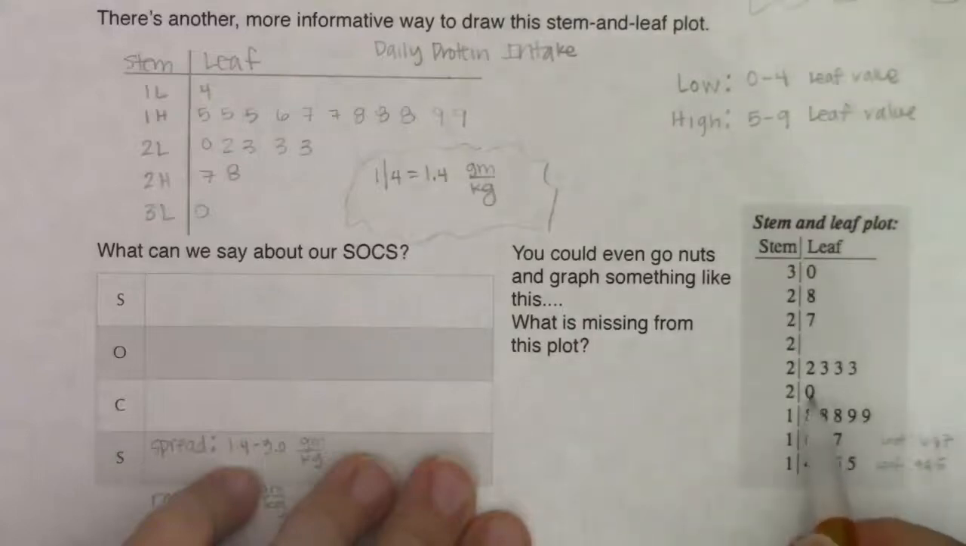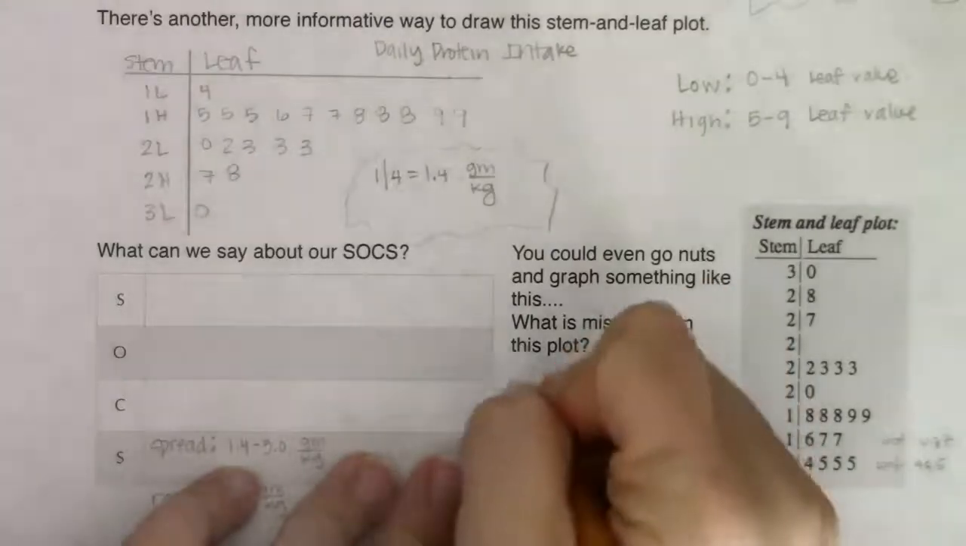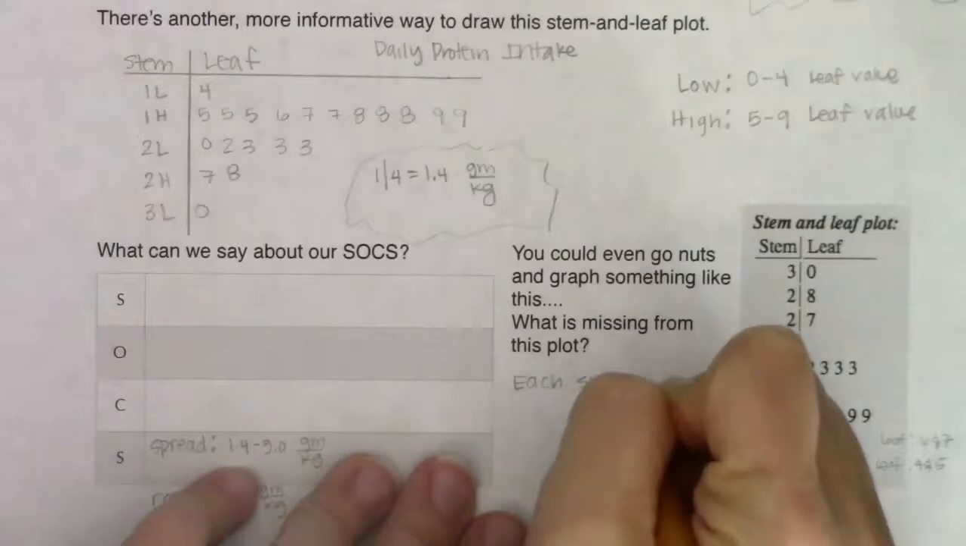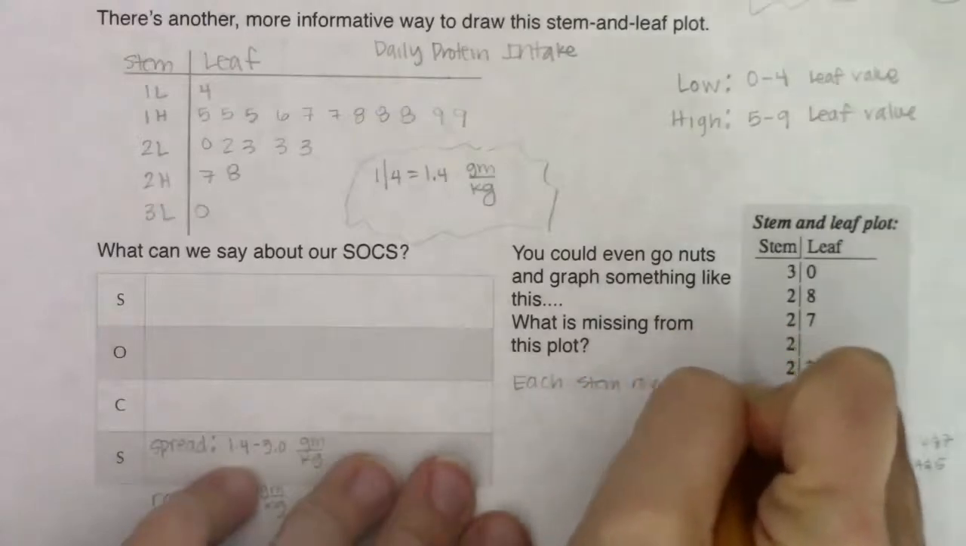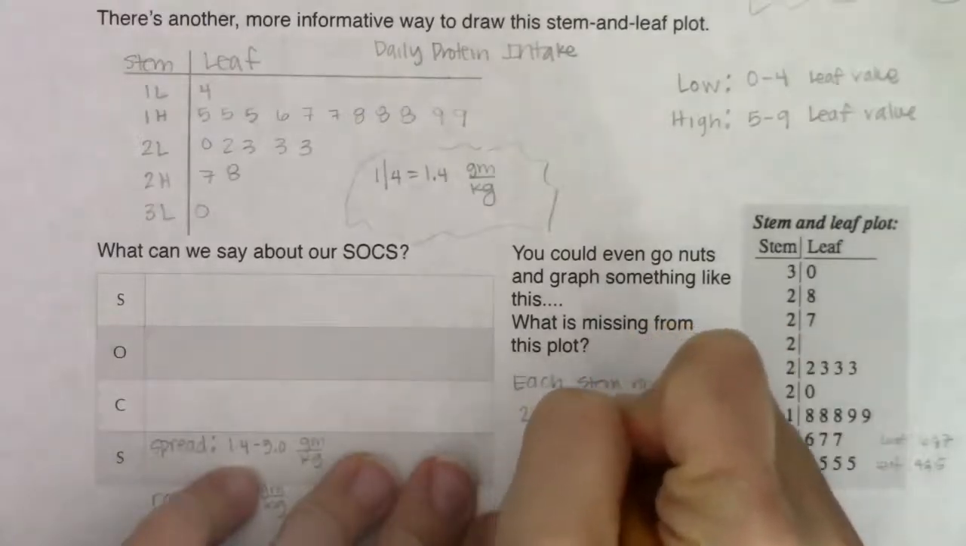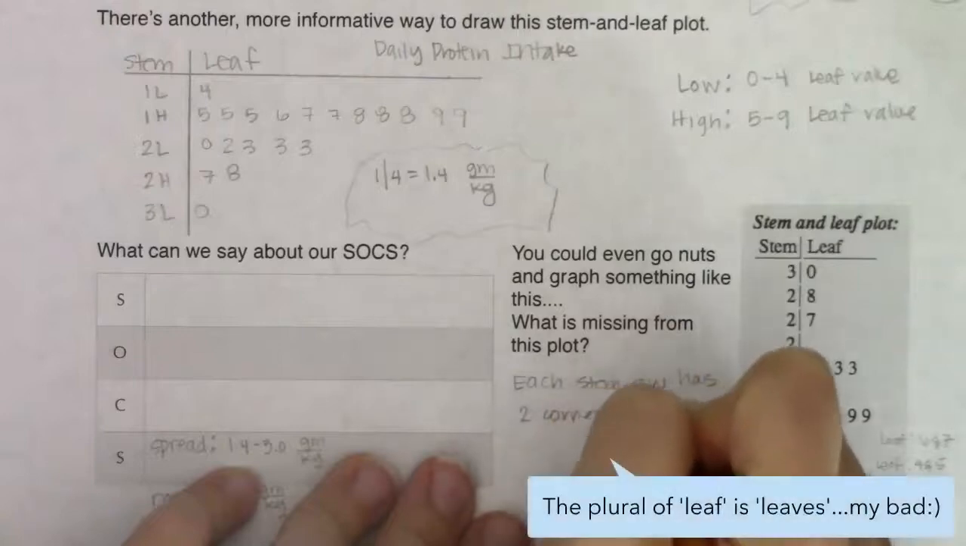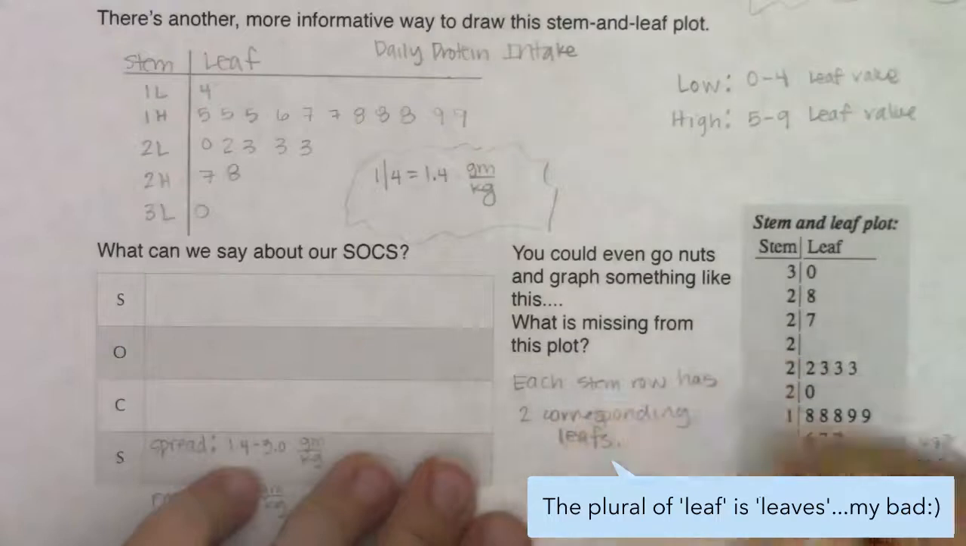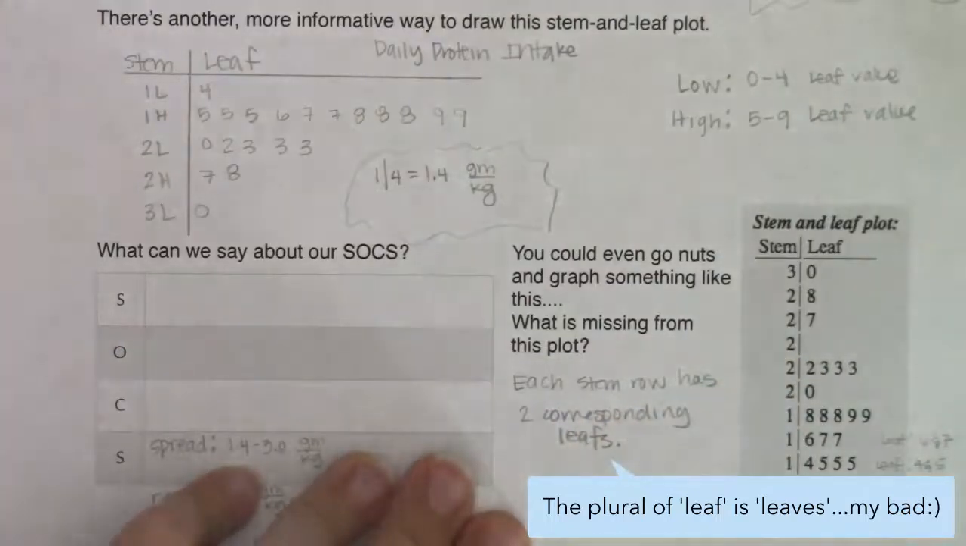This stem had leaves 0 and 1. The reason you don't see any ones here is because I didn't have any 2.1 values in my data set. So I can see that each row has exactly 2 leaves corresponding to it. Which again is a totally fine way to write it up.